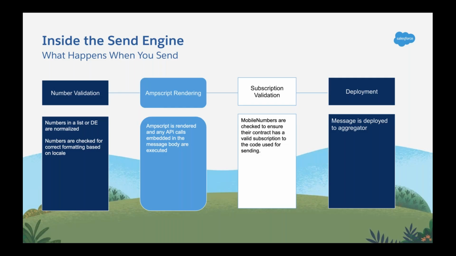All right, a little bit deeper inside the send engine. As I explained, number validation. So this is us doing that normalization process where we'll strip off any special characters or spaces, and then that format check. AMP script rendering, like I explained earlier, that is where we'll actually go ahead and execute all of those different AMP script calls or any HTTP POST or GET calls that might be located in that message body. The subscription validation, just so that we ensure that you're not sending to any end users who are unsubscribed. And then the deployment of that message.